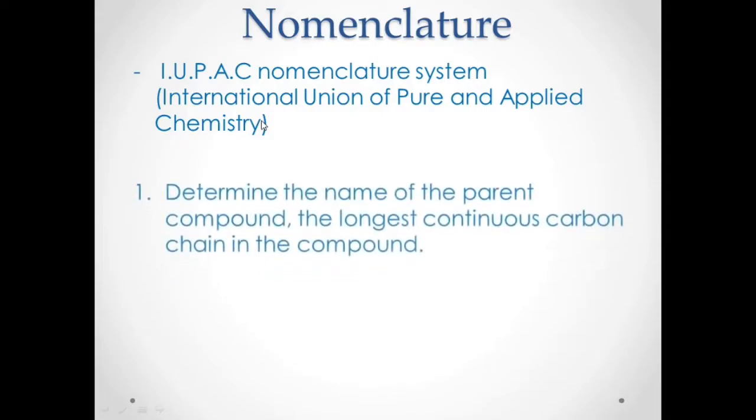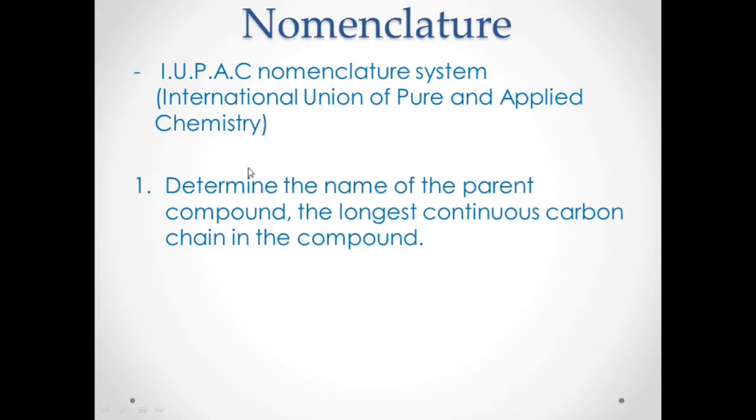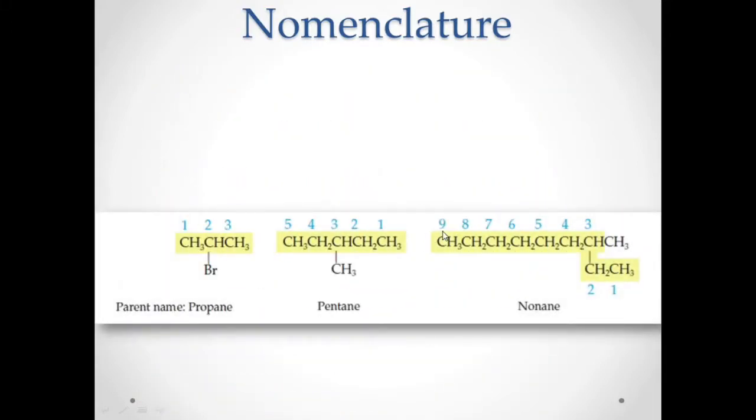So, step 1 is determine the name of the parent compound. So the parent compound is actually the longest continuous carbon chain in the compound. Okay, so how do we do that? So you number your carbons. Okay, and after that you determine if that continuous chain is actually the longest continuous carbon chain. So for example here, number 1. So if we're going to number this carbon like 1, 2, 3, so that carbon chain is actually the longest.